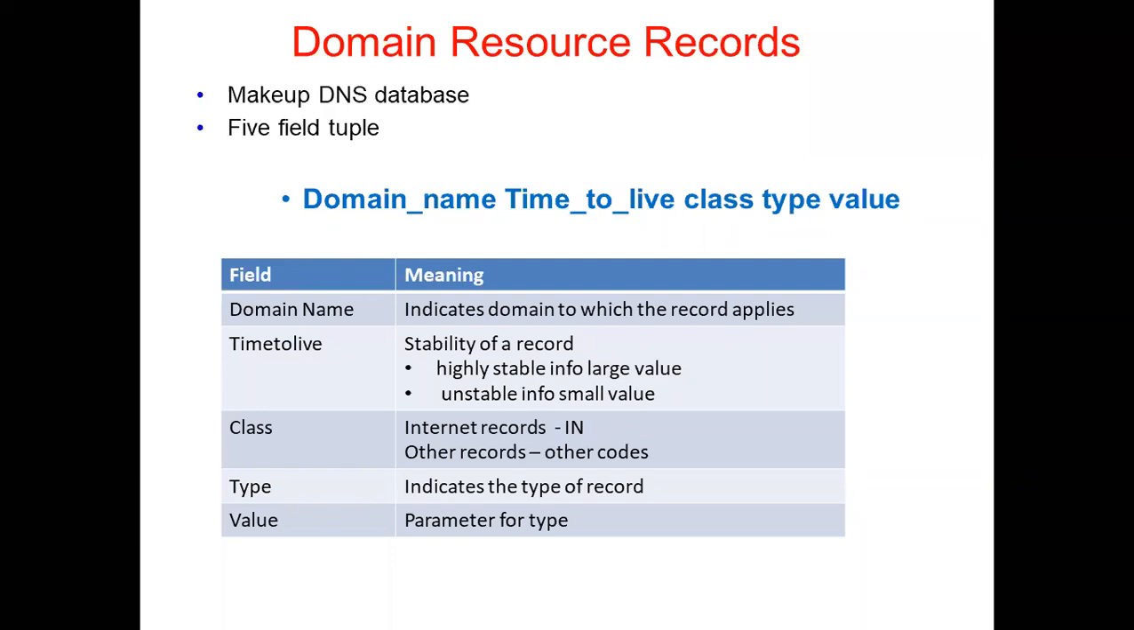Now, every domain resource record is a five field tuple. Five-field tuple means every record is made up of five fields, which is shown on the slide. The first field that we have is the domain name. Second field is time to live. Third field is class. Fourth field is type. And fifth field is value.